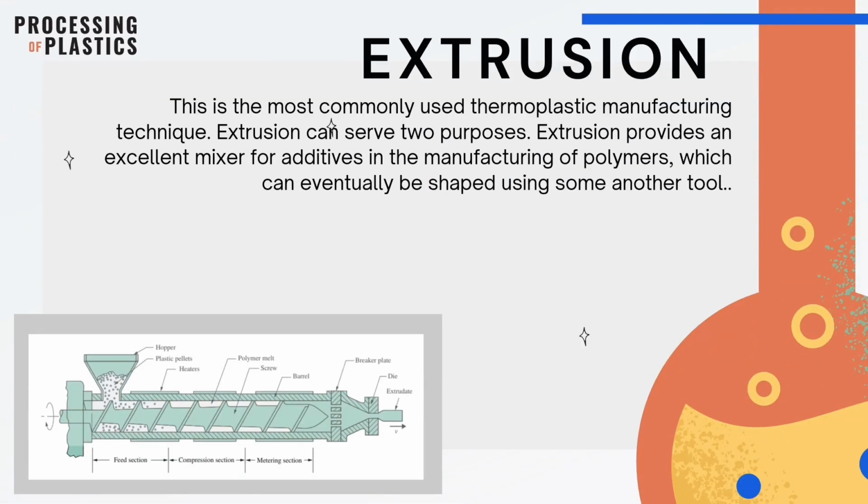And lastly, we have extrusion. This is the most commonly used thermoplastic manufacturing technique. Extrusion can serve two purposes. It provides an excellent mixer for additives in the manufacturing of polymers, which can eventually be shaped using another tool. It offers a means to continuously form basic forms, such as in blow molding and injection molding.